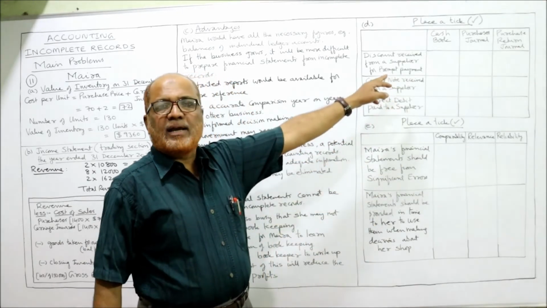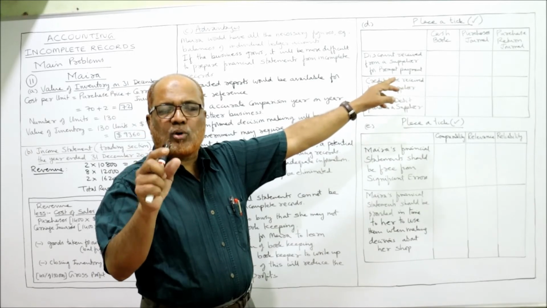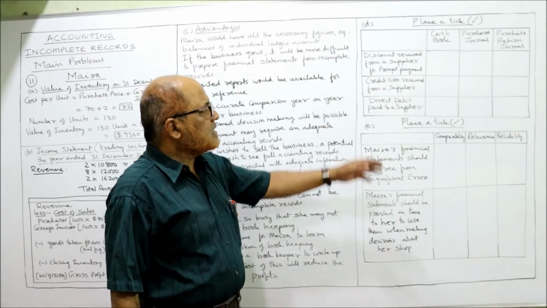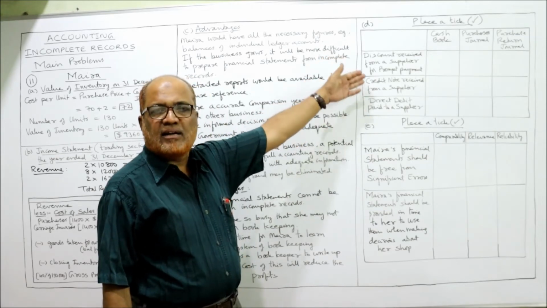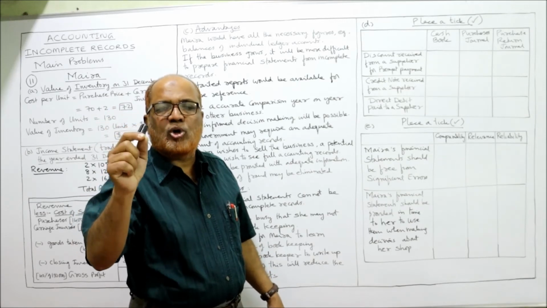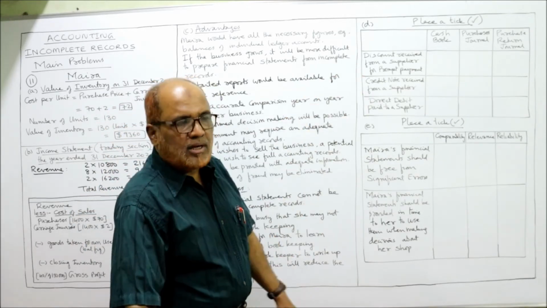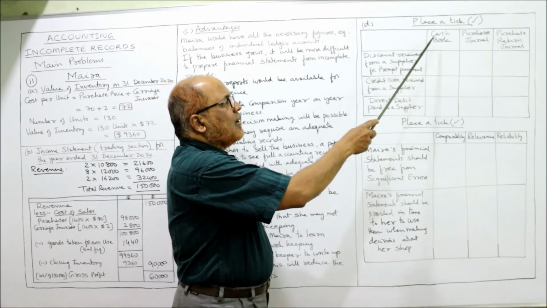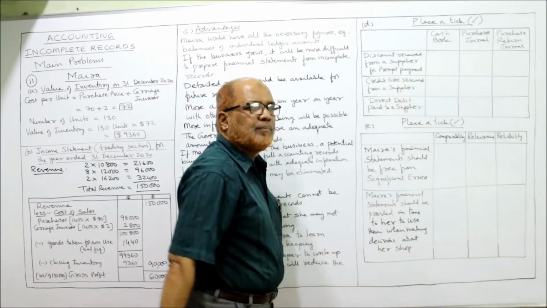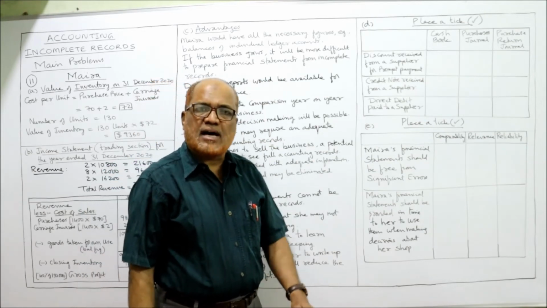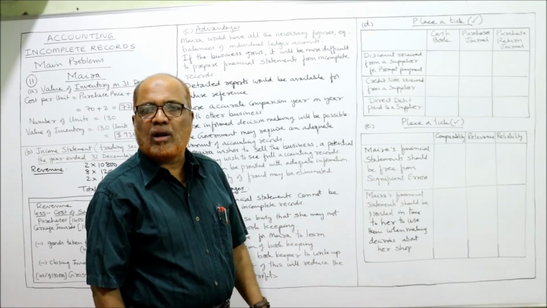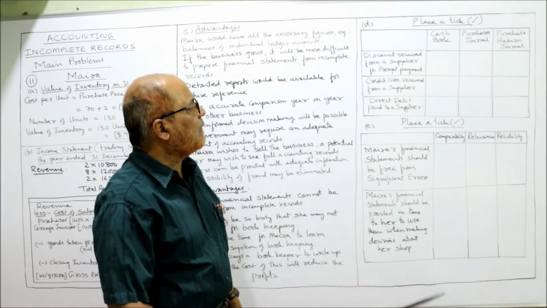We have to place only a tick in which book of original entry the transaction will be recorded. Transactions are given 1, 2, 3. Three transactions are given. It is asking you to place a tick in which book of original entry the transaction comes. The books of original entry are: cash book, purchase journal, purchase return journal. Three books of original entry are specified. Now we have to decide which book of original entry each transaction will fall in.